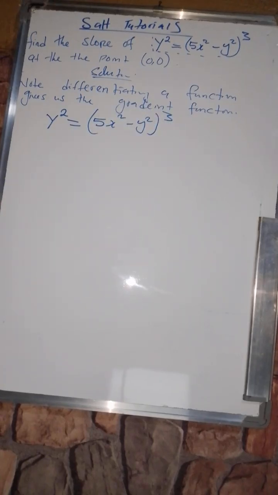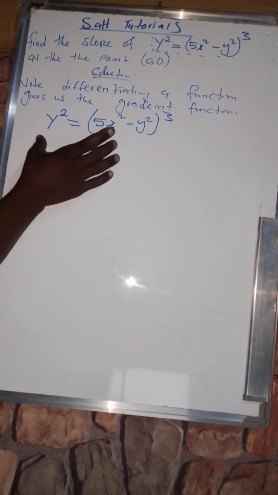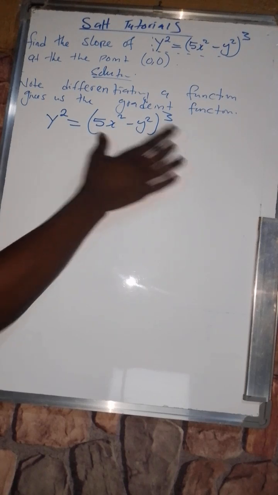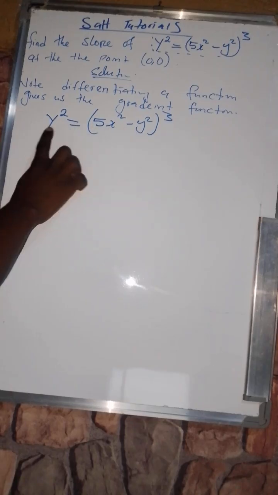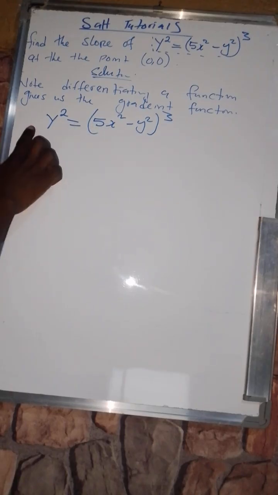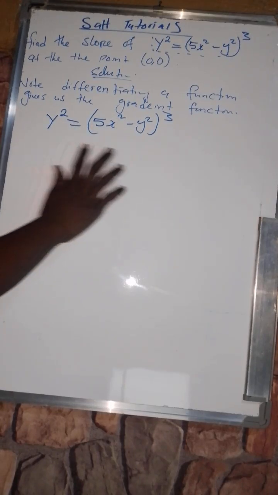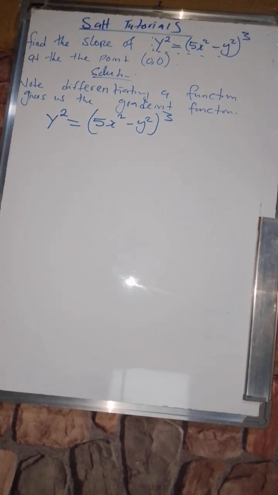So now what do I do in this case? What kind of function do I have here? This is an implicit function. Why? Because y is not isolated. If y is not isolated, y is not the subject, then what do we do? We differentiate implicitly.